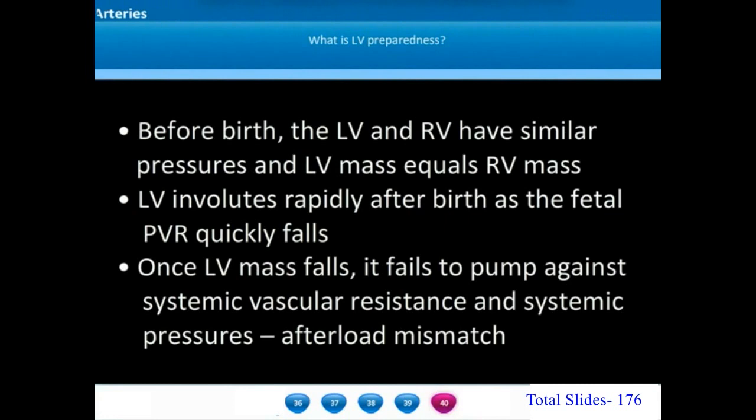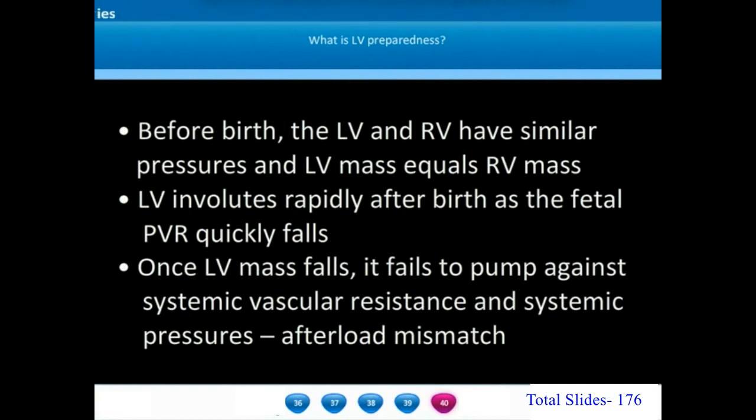We should first know what is left ventricular adequacy or left ventricle preparedness. Before birth, the left ventricle and right ventricle have similar pressures, and the left ventricular and right ventricular mass is fairly equal. After birth, the fetal pulmonary vascular resistance reduces. With the reduction of pulmonary vascular resistance, the pulmonary artery pressure falls. And when the pulmonary artery systolic pressure reduces, the left ventricular systolic pressure also reduces, and the left ventricle begins to involute.